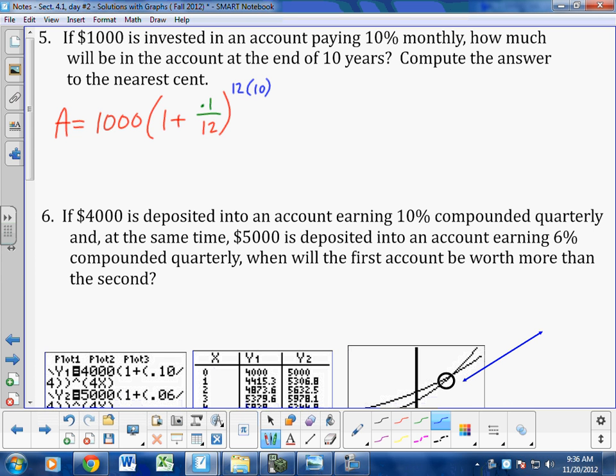Now, I'm going to show you how to do this. Does the 12 times 10 apply to 1,000? It doesn't, right? Mathematically it only pertains to the quantity. So do this. Go 0.1 divided by 12. Get equals. Add 1. Get equals. Raise that to the power of 120. Get equals times 1,000.